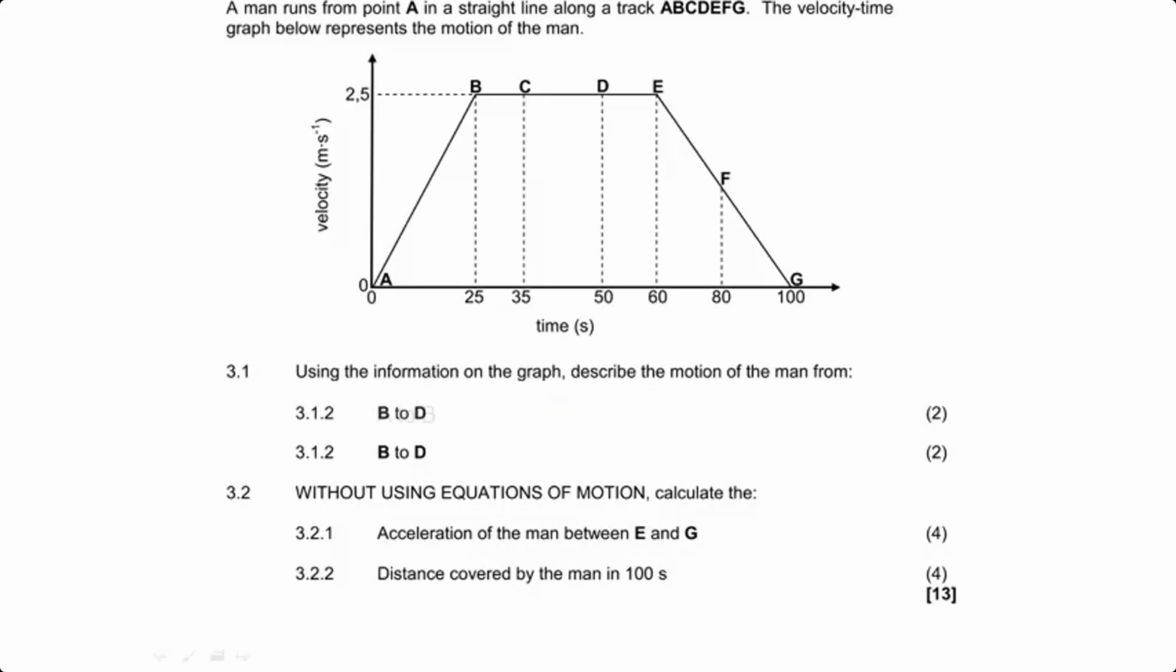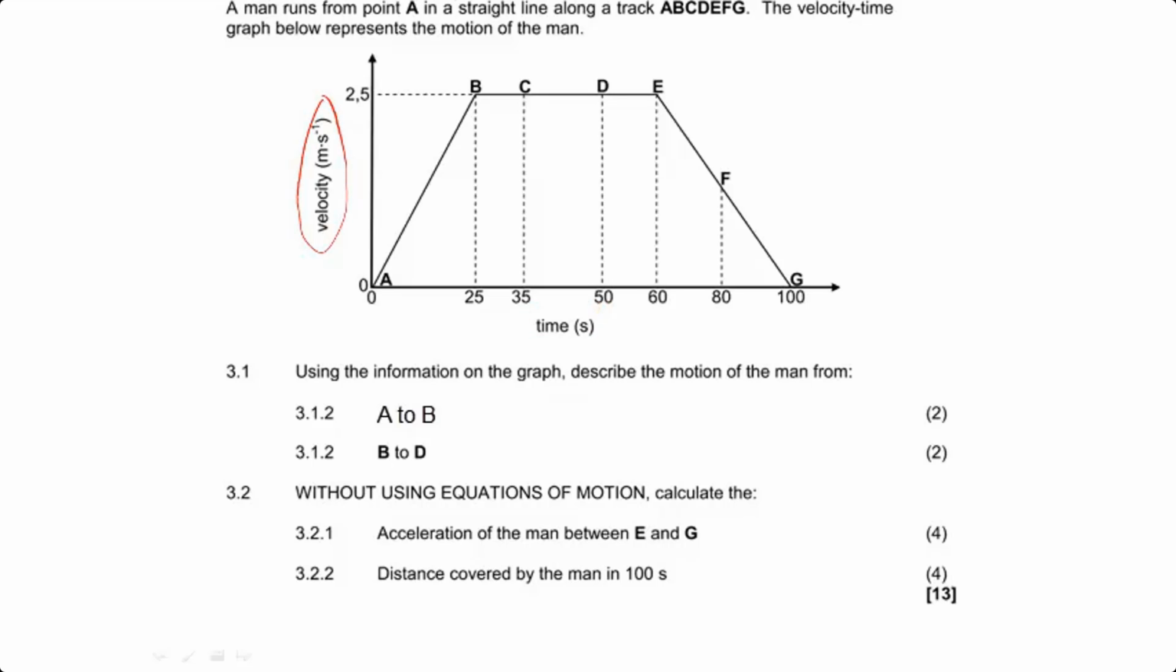A man runs from point A in a straight line across a track A, B, C, D, E, F, and G. And this is a velocity time graph of the motion of the man.